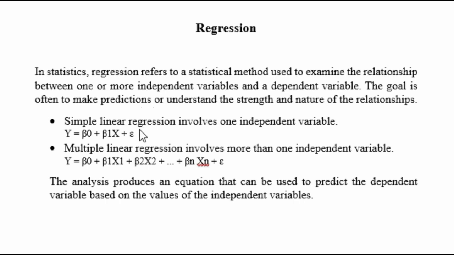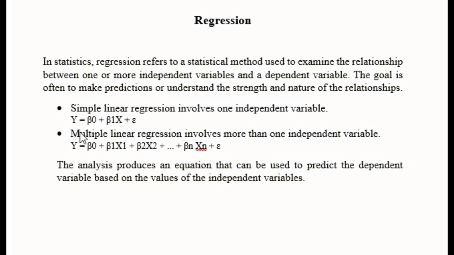There are two basic types of linear regression: simple linear regression and multiple linear regression. In simple linear regression, there is one dependent variable and one independent variable, and when the number of independent variables increases to more than one variable, then we can say that it is multiple linear regression.